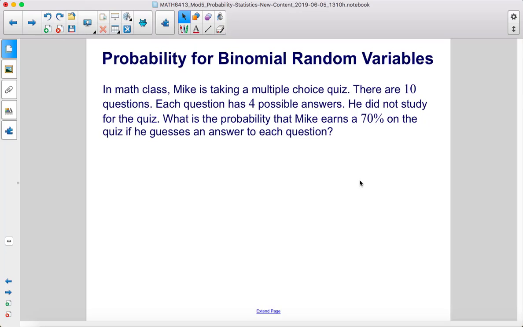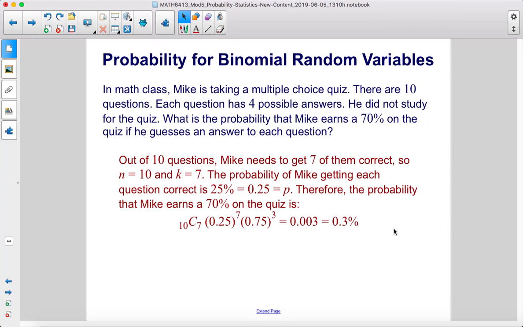In math class, Mike is taking a multiple choice quiz. There are 10 questions. Each question has 4 possible answers. He did not study for the quiz. What is the probability that Mike earns a 70% on the quiz if he guesses an answer to each question?